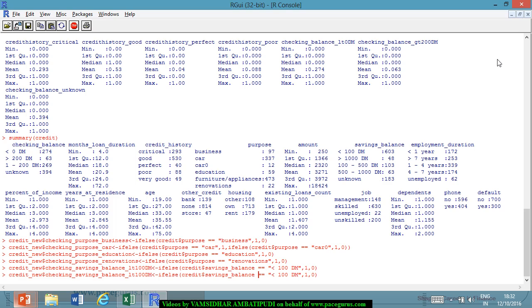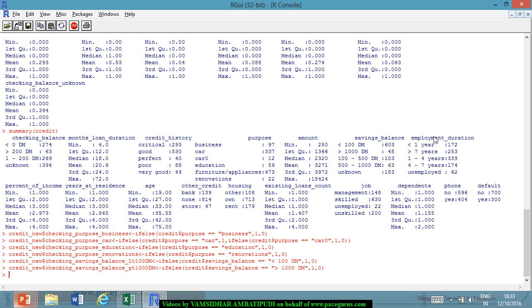Similarly, I am talking about greater than 1000 DM. So I'll set it as greater than 1000 DM instead of less than 100. If I have to use a very perfect classification example, I have to do all this work. This is a kind of initial workout that I am supposed to do.